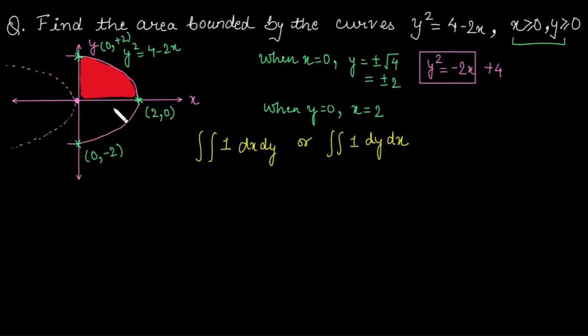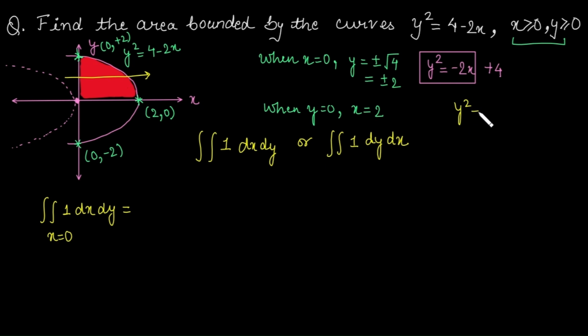In this case, let's take the limit first with respect to x. For that, we need to take a line parallel to the x-axis passing through this region in increasing order. In this case, which one is the entering curve? Entering curve is always a straight line. If you take a line over here or anywhere over the shaded region, the entering curve is always the straight line and that is the y-axis. On the y-axis, what is the value of x? That is, x is equal to 0.